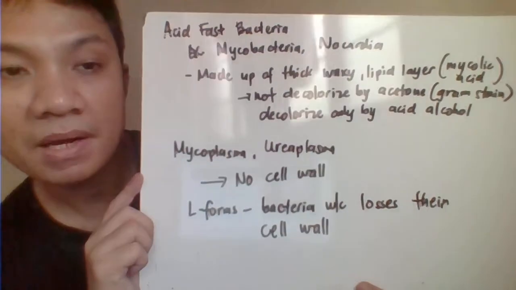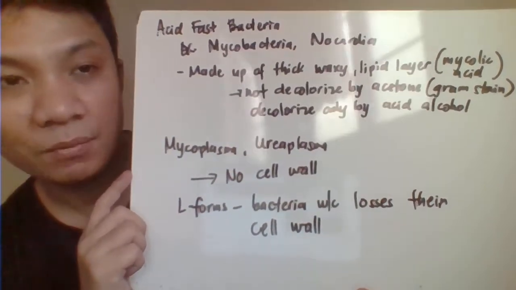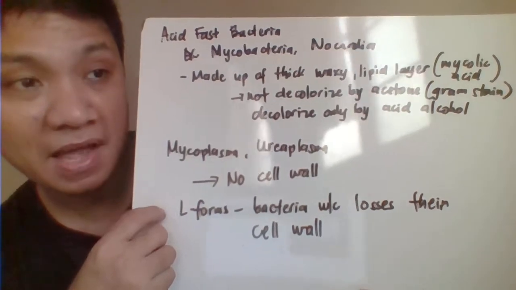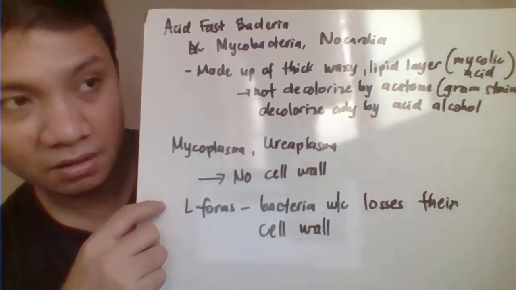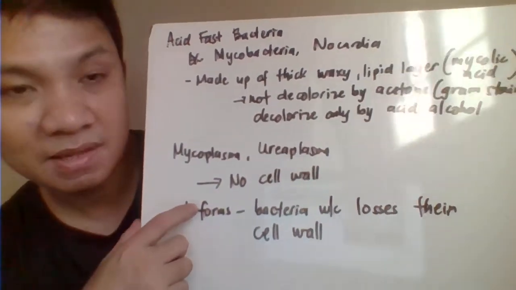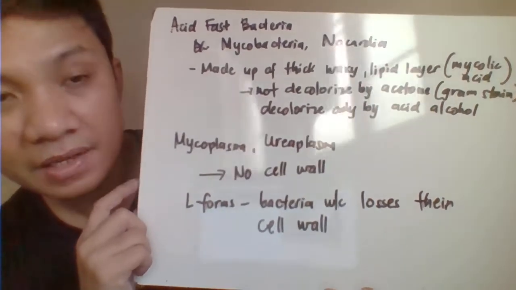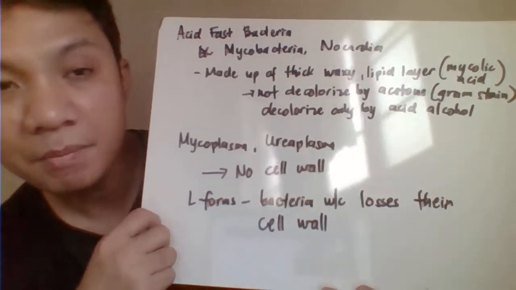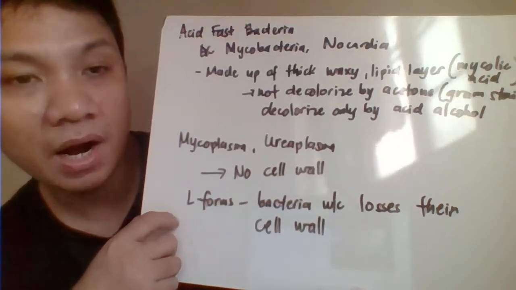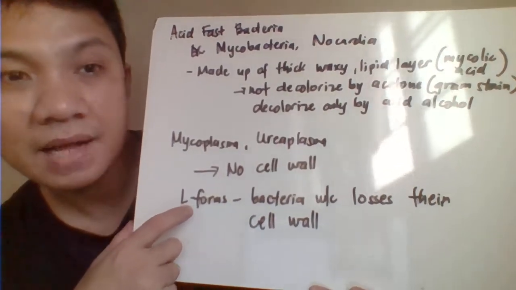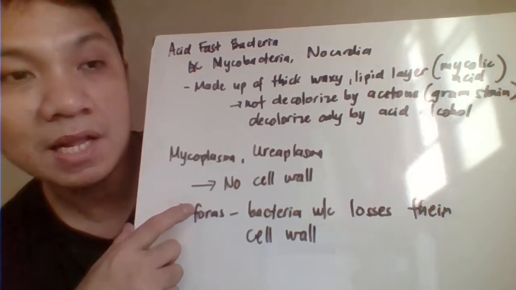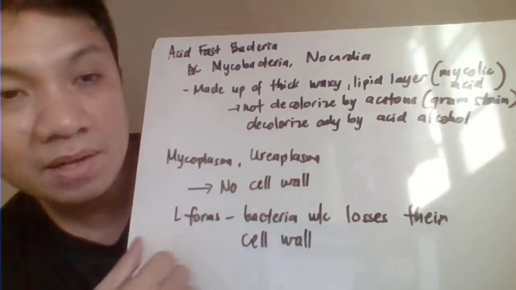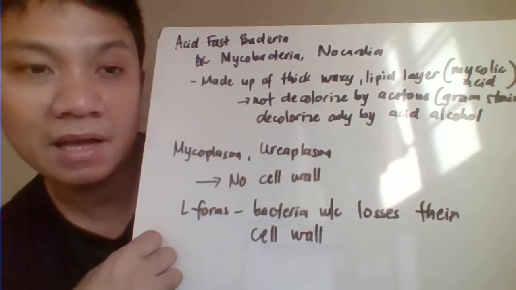Okay, then we have bacteria which could not really be classified as gram-positive or gram-negative. You call those acid-fast bacteria. The acid-fast bacteria include mycobacteria, Mycobacterium, and we also have Nocardia. They are acid-fast basically because their cell wall is made up of a very thick lipid or waxy layer. You call that mycolic acid.